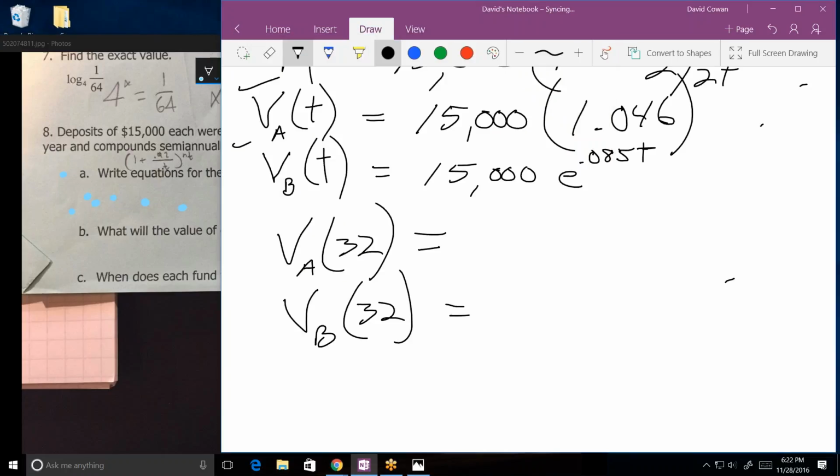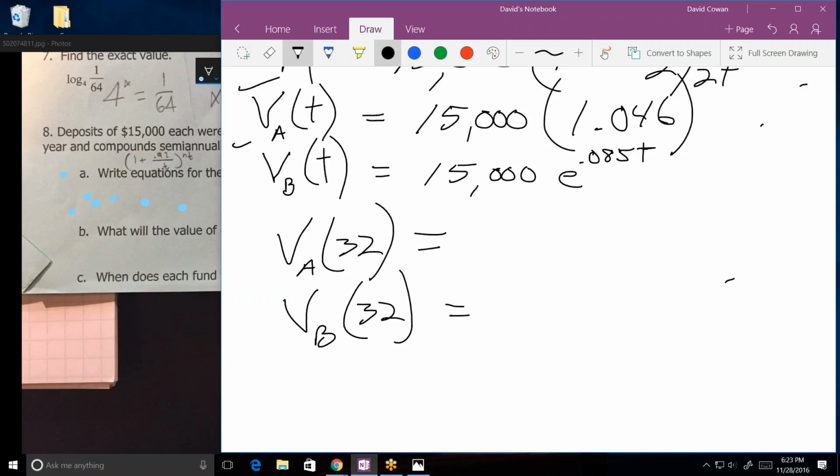I'm a little curious as to which one is better. I actually believe Fund A will be quite a bit better. Continuous compounding is good, but not that good. I mean, better, but yeah, Fund B is $39,000. And you used a t of 32? Yes. Okay, so how much is it?